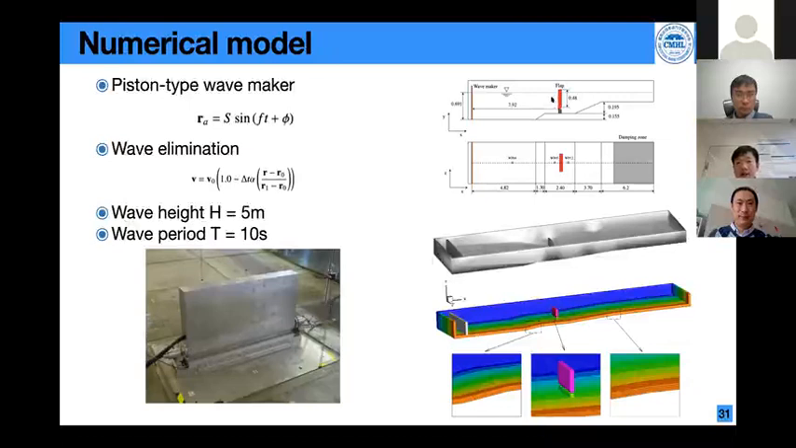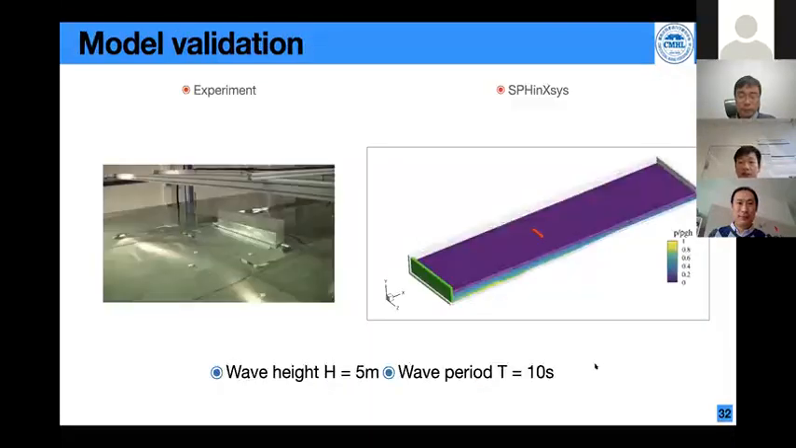We simplified the oscillator into a flap type, and we have 3 wave gauges here. And this is a 3D file generated for the numerical setup. And using the previous particle generator, you can generate the particle distribution for this numerical example automatically. Then we have the piston-type wave maker, and we also have wave elimination in this damping zone. And for the validation, we set the wave height equal to 5 meters and the wave period equal to 10 seconds.